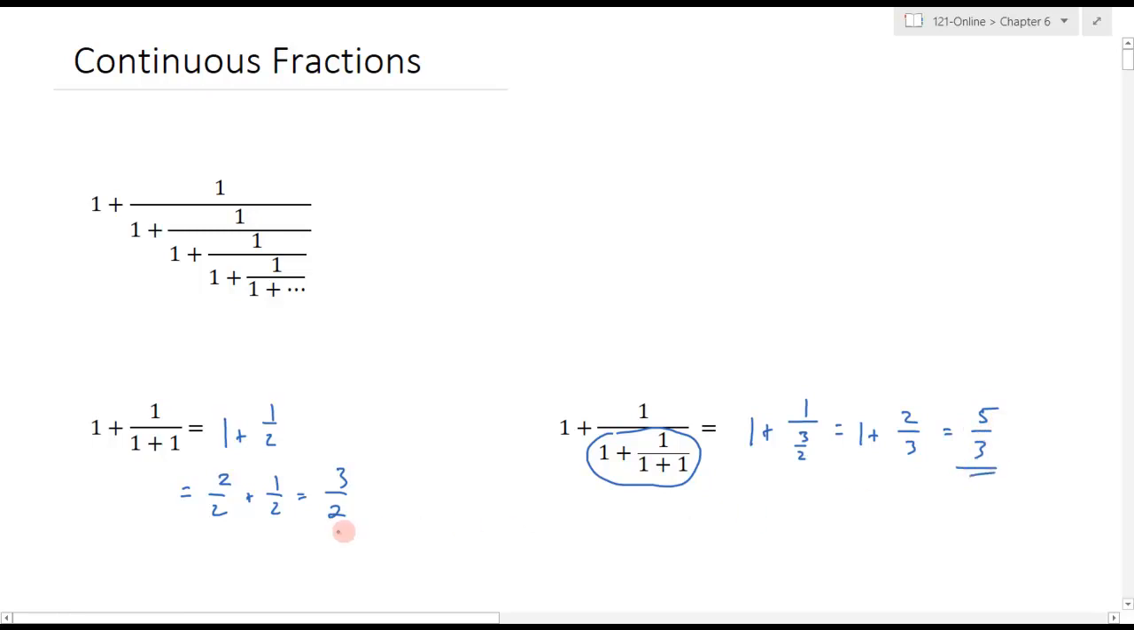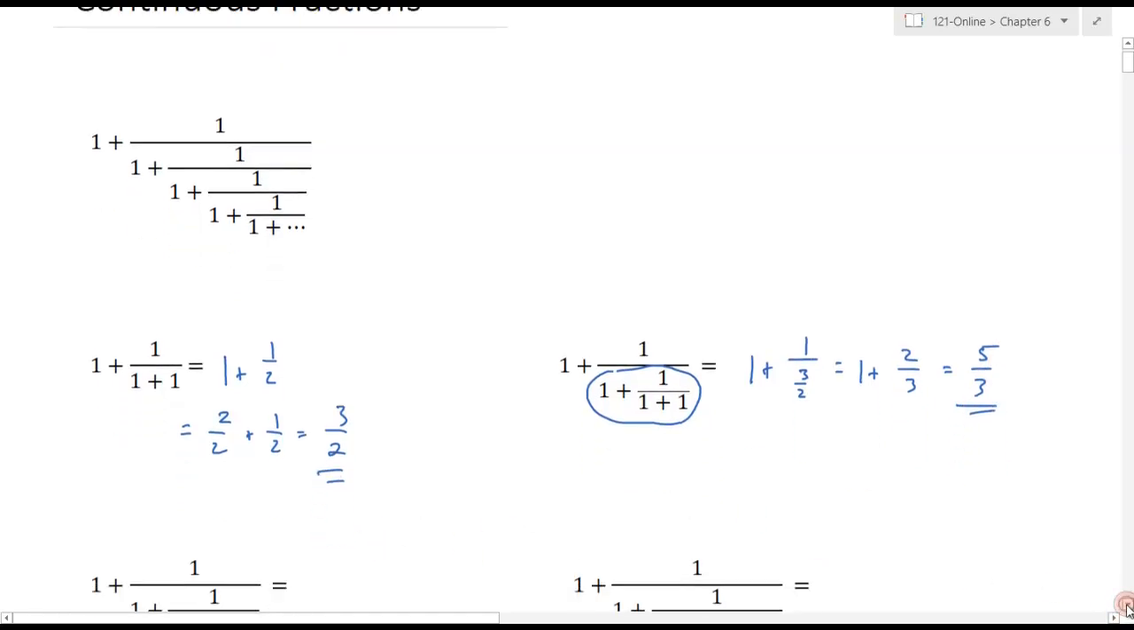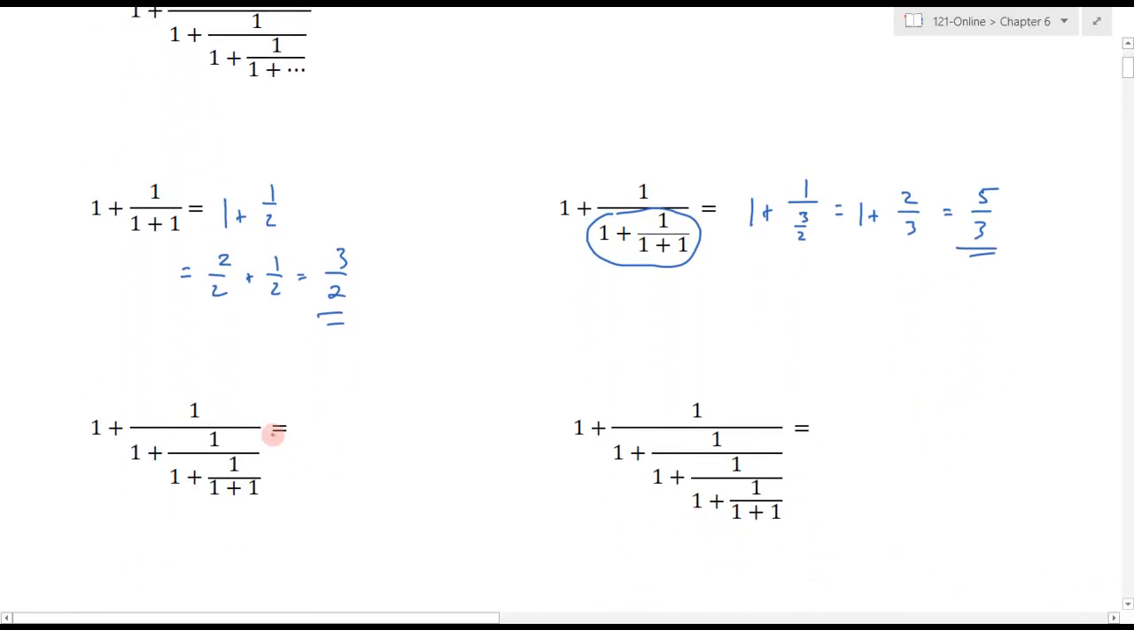And 3/3 and 2/3 is equal to 5/3. Okay? So if I were to keep doing this, take another step. Again, notice this part right here, this 1 plus 1 over 1 plus 1 over 1 plus 1 is exactly this whole piece we just did in the previous step. So this is going to equal the 1 out front plus 1 over the 5/3. And 1 over 5/3 is 3/5. And 1 plus 3/5 would be 5/5 and 3/5 is 8/5.